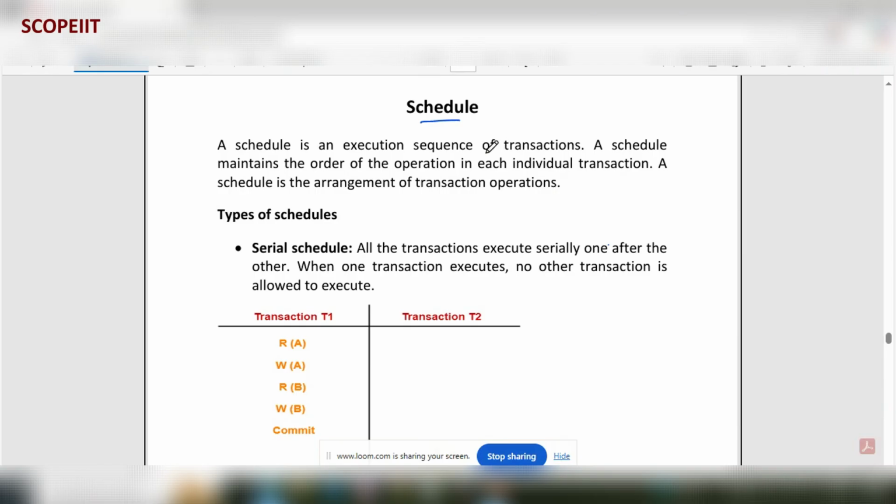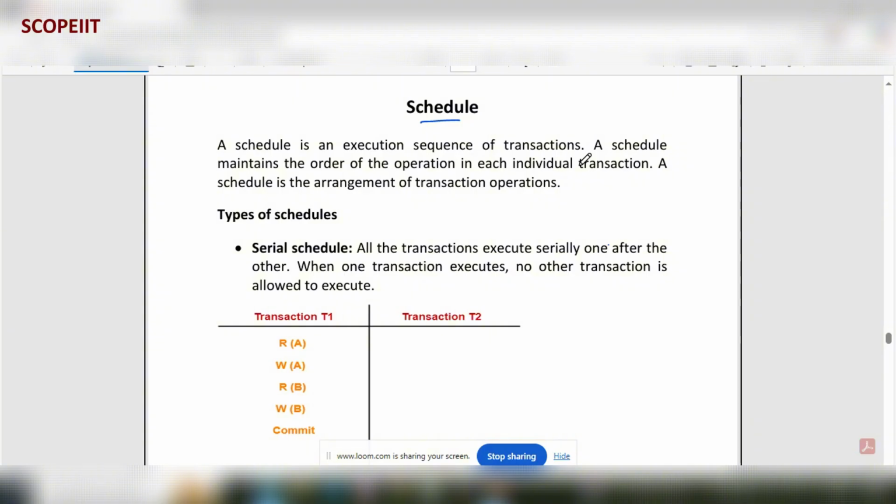So for example, my classes are scheduled. Next class I have at 3 o'clock, then 6 o'clock, then 8 o'clock, right? So just like we have a schedule for classes, in the same form we have schedules in transactions. So what do you mean by schedule? A schedule is an execution sequence of transactions. That means it is the sequence that we have to follow for execution of transactions.